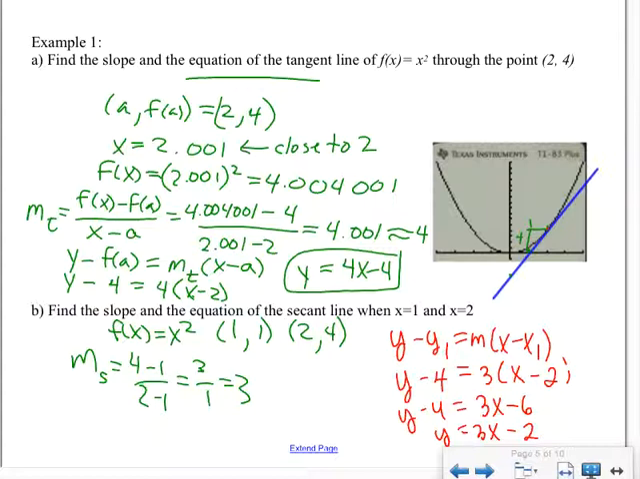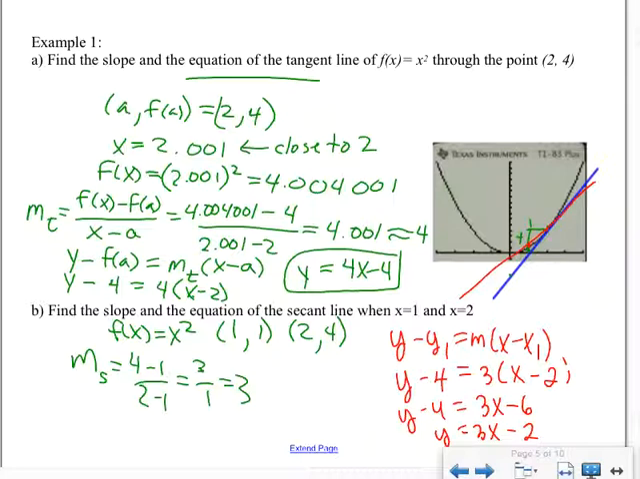Now look back up at our graph. If we connect the point (1, 1) with the point (2, 4), our slope is a little decreased compared to what it was. So it's not 4, it's down to 3. And we have hit negative 2 instead of negative 4.